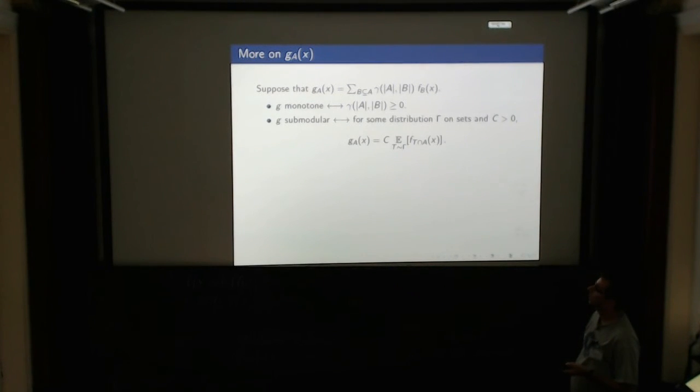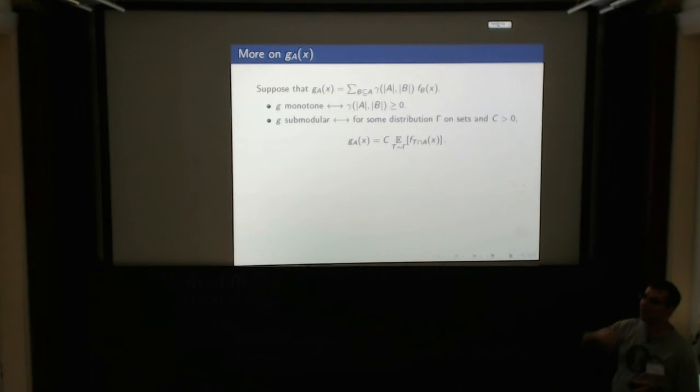Now, a slightly more difficult, but still very simple exercise. If you want g to be submodular, what needs to happen is that there needs to be some distribution gamma on subsets of the universe and some positive constant c, such that to calculate the marginal at the points A and x, you draw this set T from the distribution gamma, compute the intersection with A, and take the expectation over that, and you optionally multiply by c if you want. It's just a scaling factor. So we will choose c equals 1. This maybe doesn't look like it, but it's a pretty simple calculation.